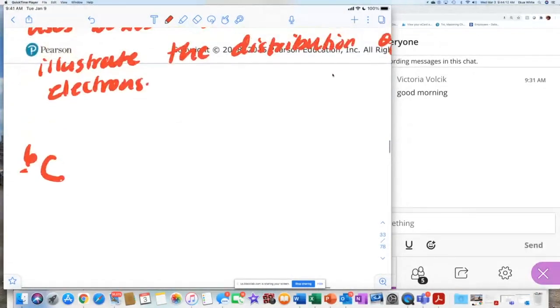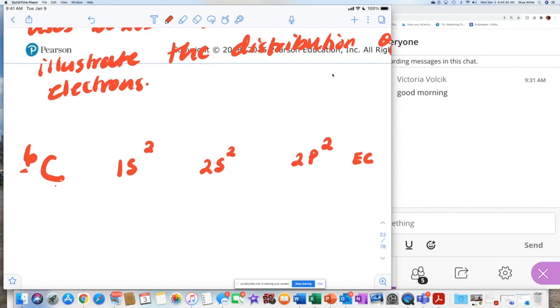Where was I? Back here. Okay, so when I get to the 1s sublevel, I'll place 2 electrons, right? In the 2s sublevel, I'll place 2 electrons. In the 2p sublevel, even though the capacity is 6, I'll only place 2 electrons, right? This is my electronic configuration for carbon. So right here, EC for electronic configuration.